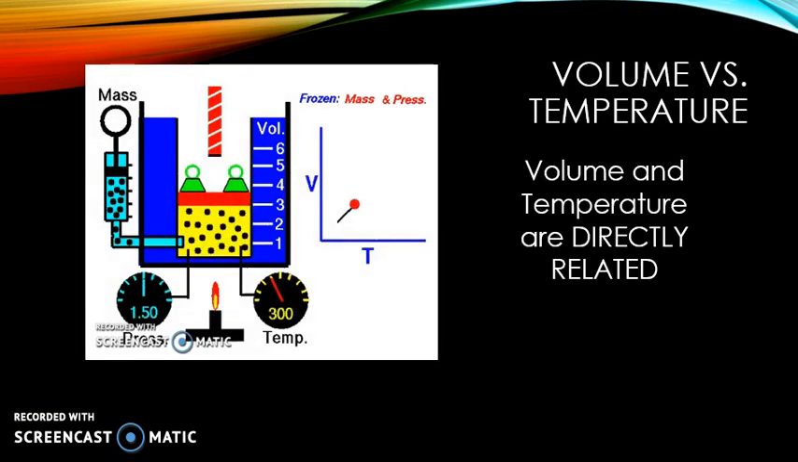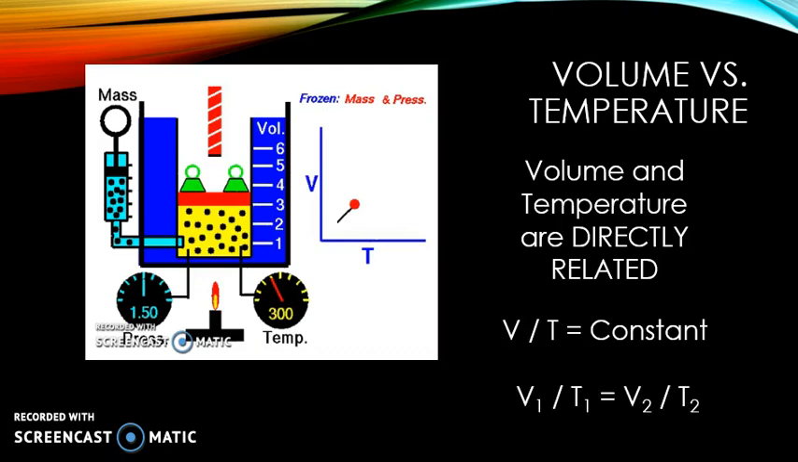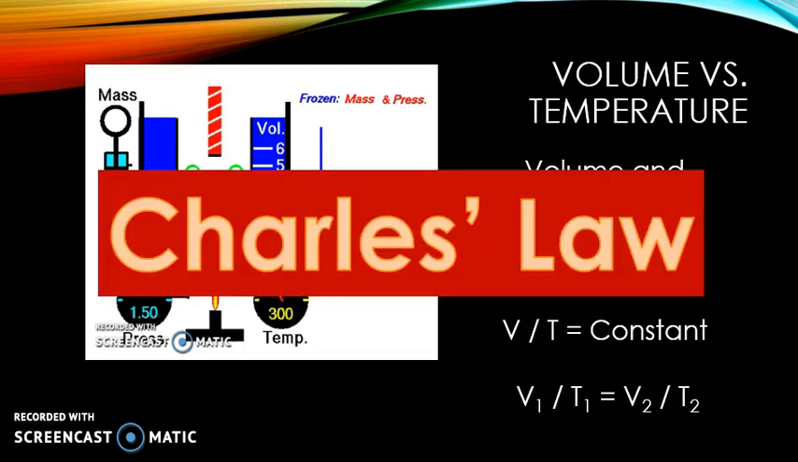In this case again, volume and temperature are going to be directly related, and that means we can generate two quick little equations. First, its constant relationship would be volume divided by temperature, would be that constant. Direct relationships tend to have variables that are divided in these equations. And then finally, under changing conditions, V1 divided by T1 will equal V2 divided by T2. This relationship is known as Charles' law.